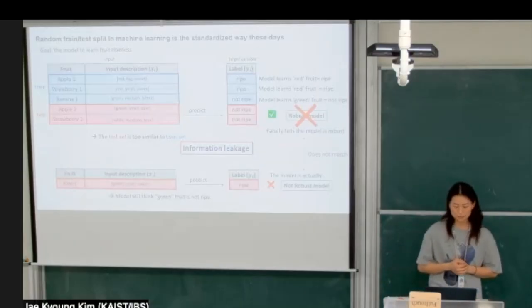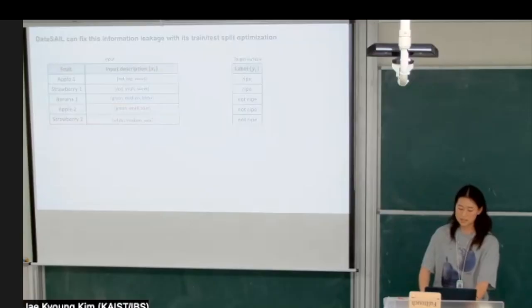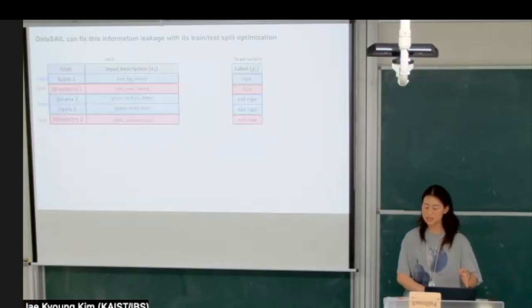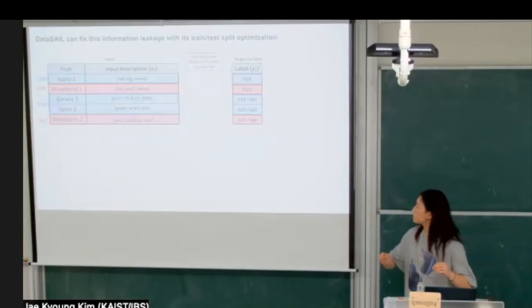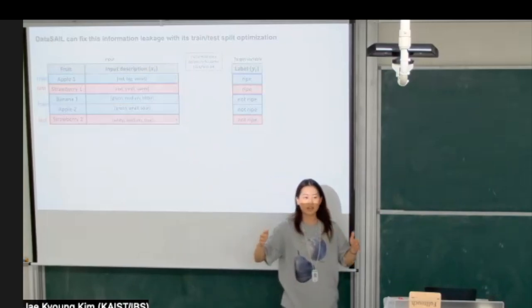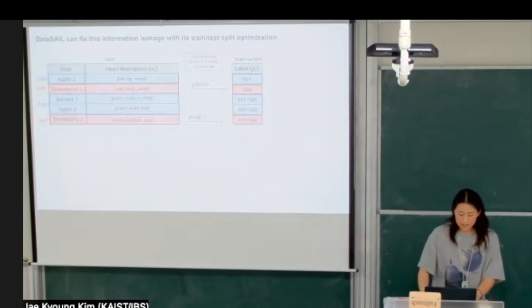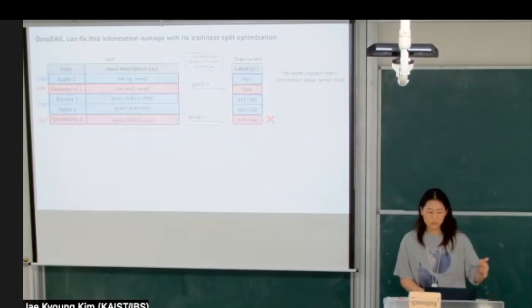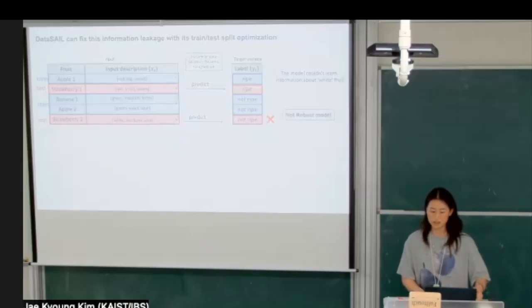Okay. So the very basic idea of DataSAIL is that they will split into train and test like this. And this represents where they separate strawberries into test and apples into train, so they understand the full data structure of a fruit. And then it won't be able to predict because the model training doesn't have any information about strawberries. And this means that it's more honest.